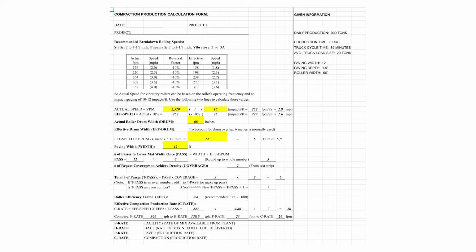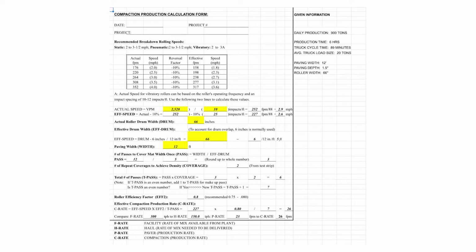Now we'll go through the compaction, where the actual speed of the vibratory rollers can be based on the roller's operating frequency. That's all based on each specific roller. But we're going to work through here, given the information on this sheet, the actual speed, or your vibrations per minute, is 2520 divided by 10 impacts per foot. So you get 252 feet per minute. And to convert that into miles per hour, divide by 88, 2.9 miles per hour.